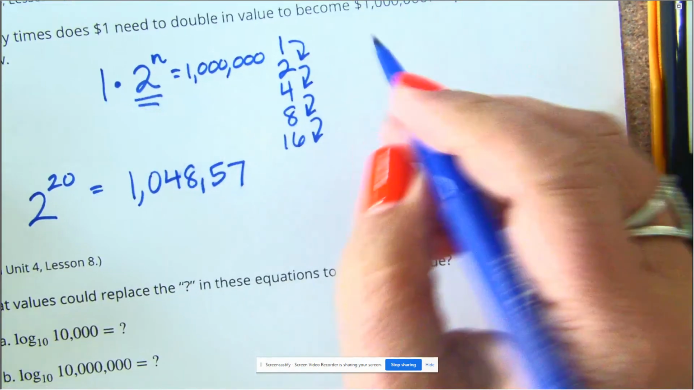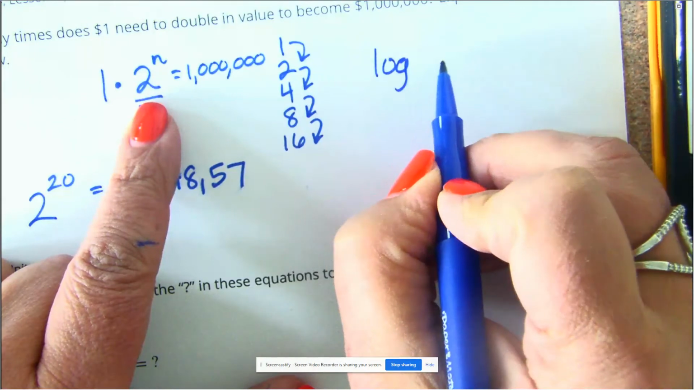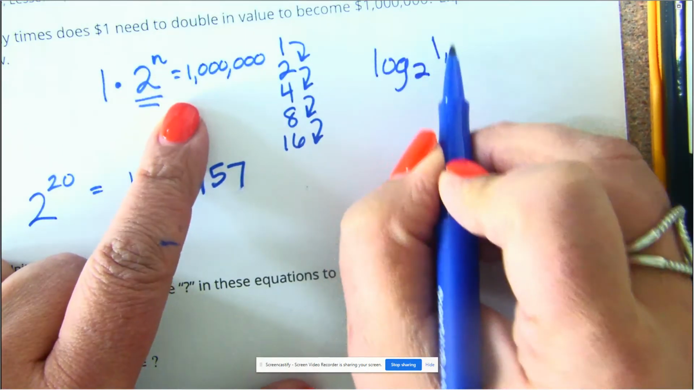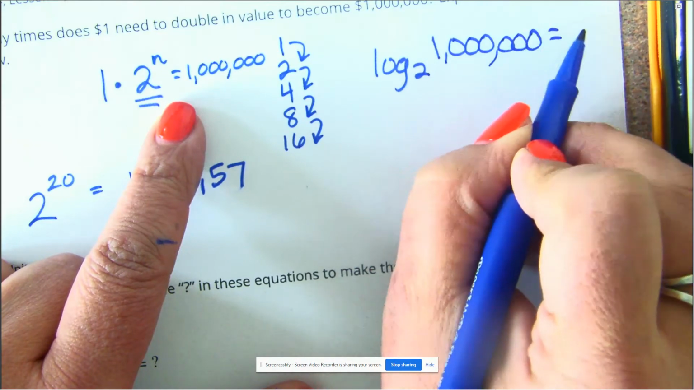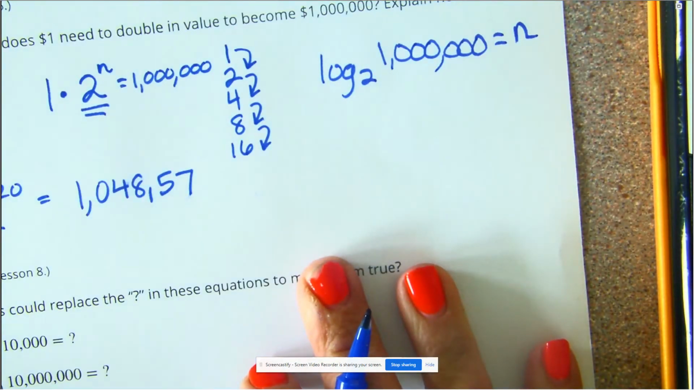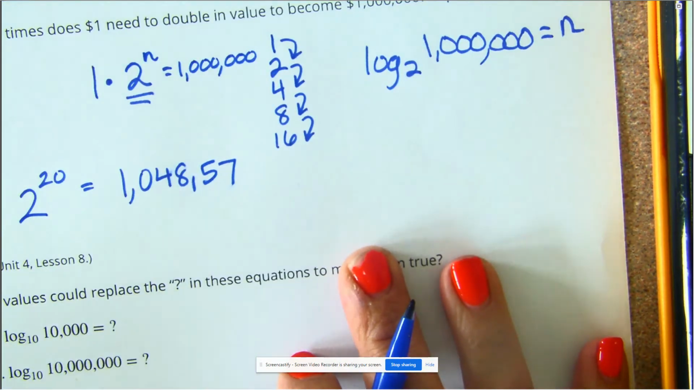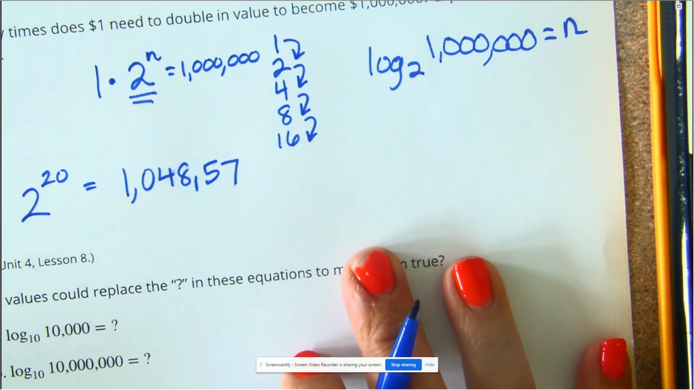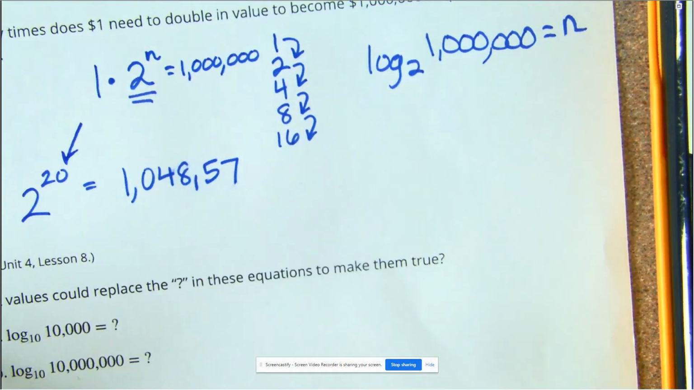Now, how would I write that as a log? Just out of curiosity, this is the original problem. Log base 2 of 1 million equals, I don't know. That's basically what a log is saying. And it would probably come out as a decimal, and we were just looking for a whole number. How many times would I have to double it? So I'm going to stick with my answer of 20.